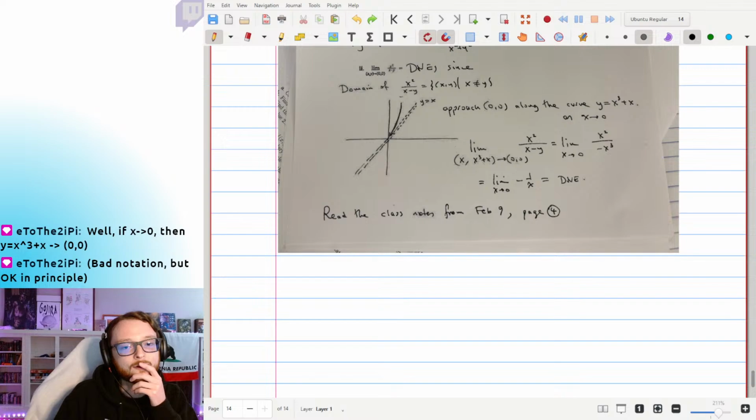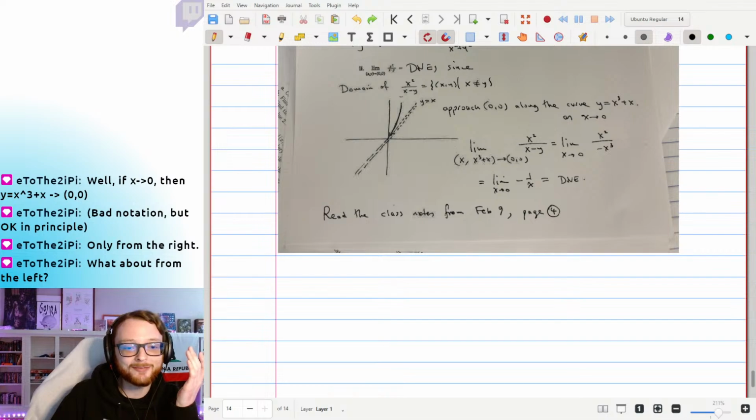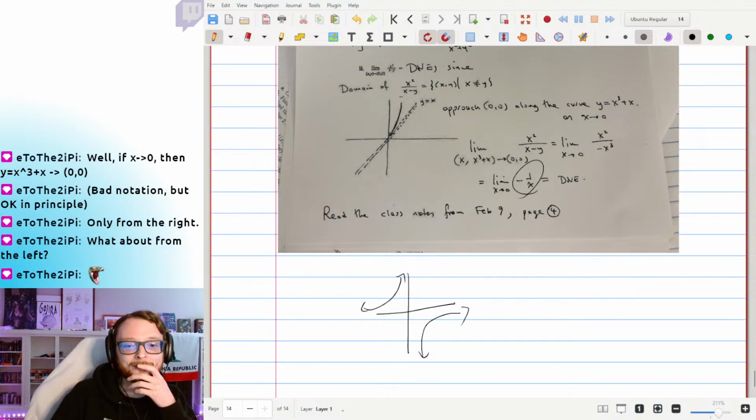Only from the right. Oh, if x is negative. Oh my, it's literally the example. I drew the exact thing. Huh. I thought I was pulling this out of nowhere, but I unintentionally drew the exact function there.